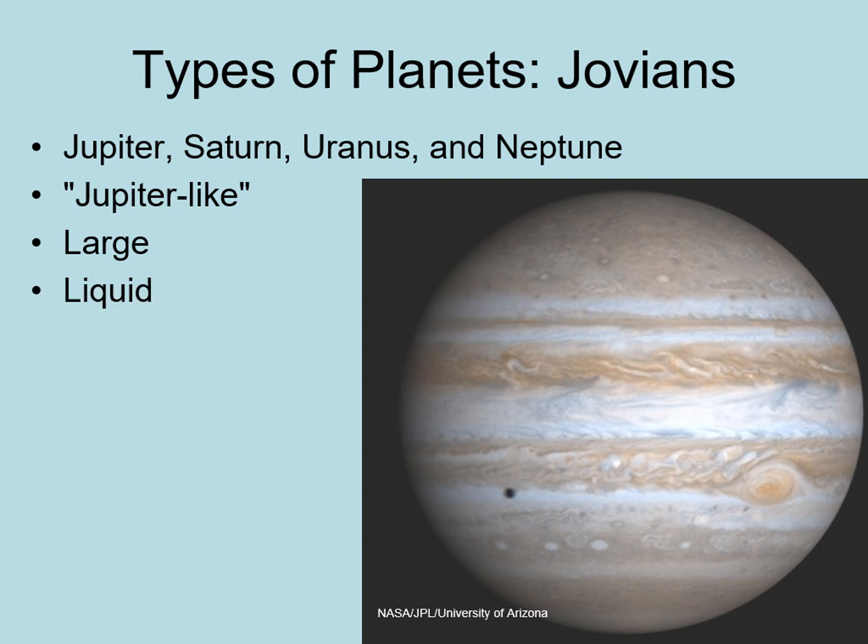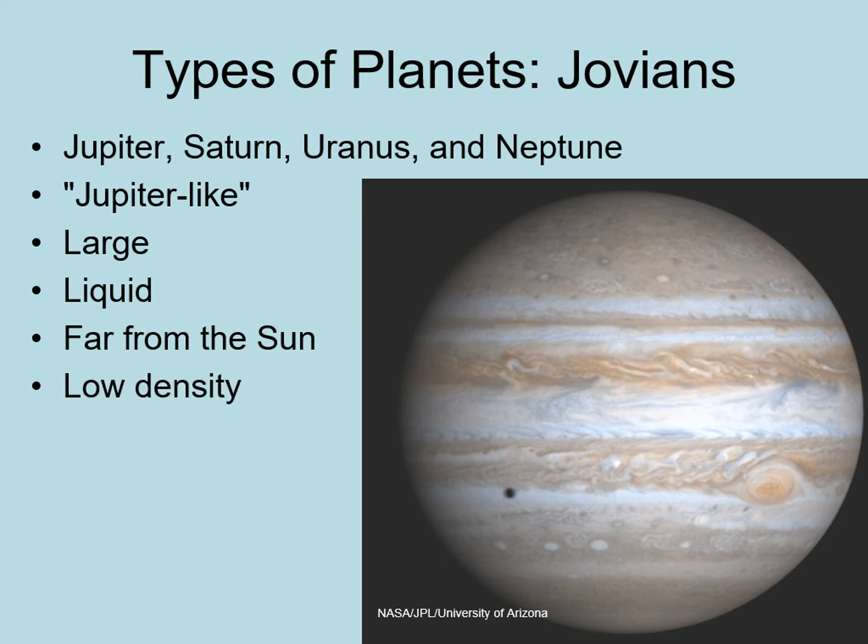Jovians are liquid worlds. We sometimes call them gas giants, but this isn't a very good name for them. The high pressure inside means that even hydrogen is a liquid inside them, not a gas. This also means that there's no solid surface to walk on here. You can't land on a Jovian planet. The Jovians are far from the Sun, starting at 5 AU and going out from there.